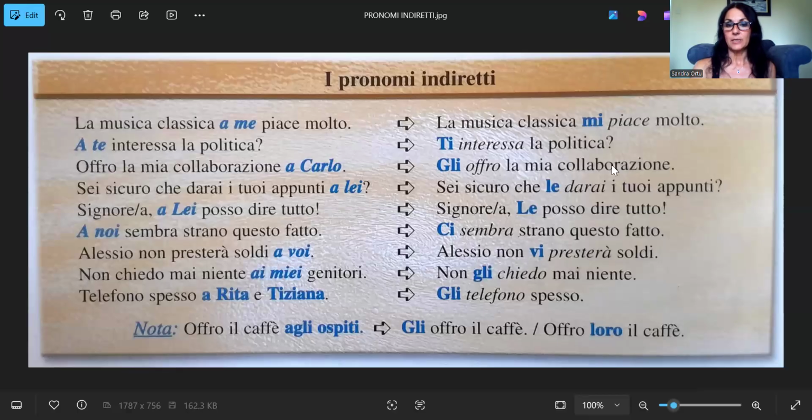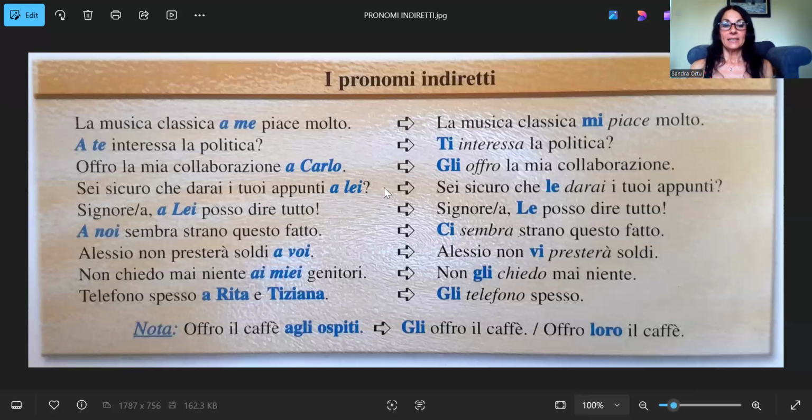Instead, this other sentence, gli offro la mia collaborazione. So what are you going to offer to Carlo? I'm going to offer him my collaboration. Fantastic translation, by the way. A little bit literal translation, but just to show you the difference between one and another.